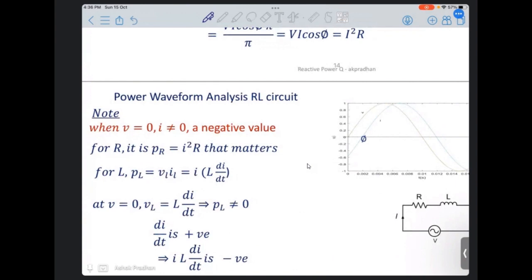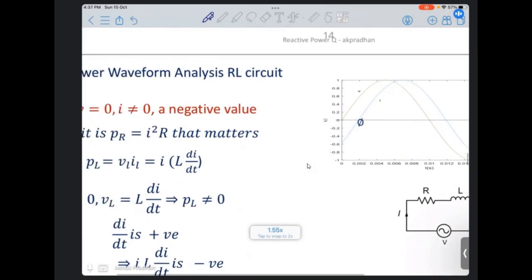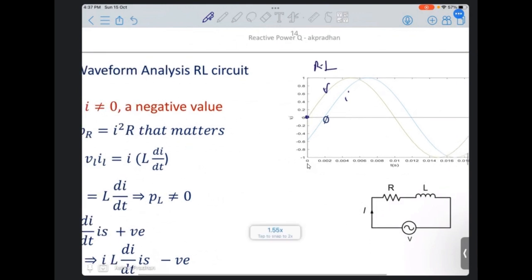Now what is the reason behind this? If you see this curve, this is V, this is I for an RL circuit, and the current is lagging by a phi angle. This is V equal to 0. So when V is 0, what does it mean? This means that the power associated with the source, V into I, is 0.